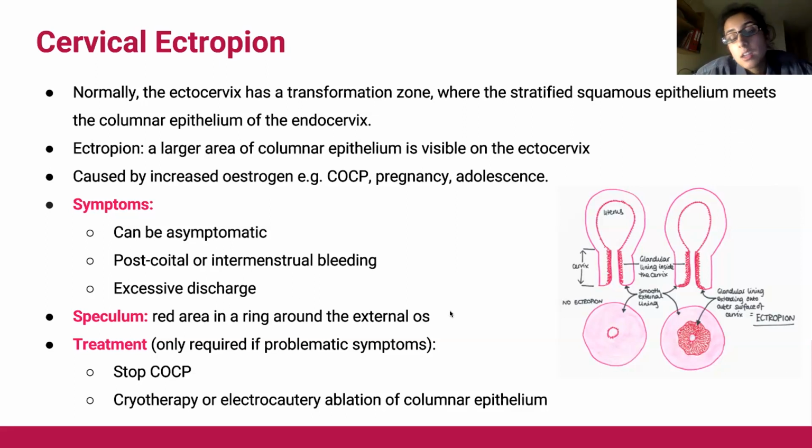It can be asymptomatic, however, it can lead to discharge or bleeding. Treatment is only really required if the symptoms are causing the patient discomfort. So you can stop the causative factors. The main risk factor is increase in estrogen, either from pregnancy, during adolescence and starting puberty, or the combined oral contraceptive pill. So stop reversible risk factors. If that's not possible and it's really causing bothersome symptoms, you can do cryotherapy or ablate the columnar epithelium. But this is a benign condition.